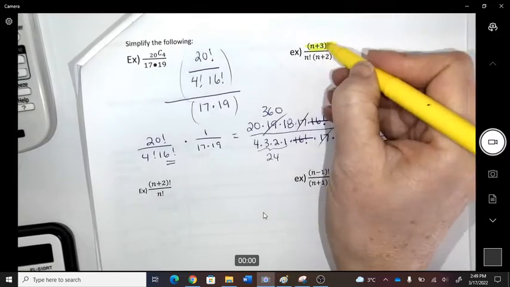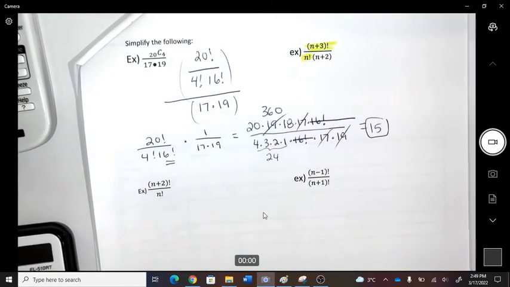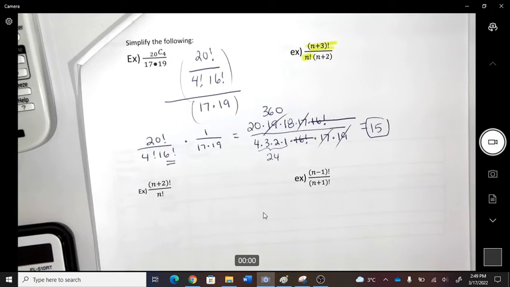Here's a factorial, and here's a factorial. So I only look at my factorials when I'm starting this expansion process. So which one of those two would you like to start expanding?